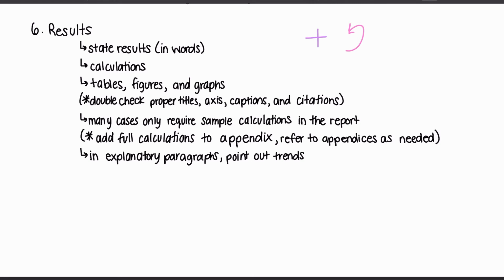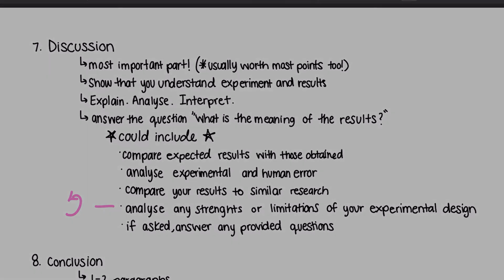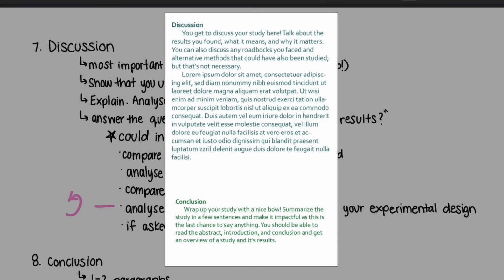That way you can communicate what happened in your experiment effectively. Speaking of communicating, the next section of our lab report is the discussion section. This is arguably the most important part of any lab report, because it is where you are able to communicate your understanding of what happened.